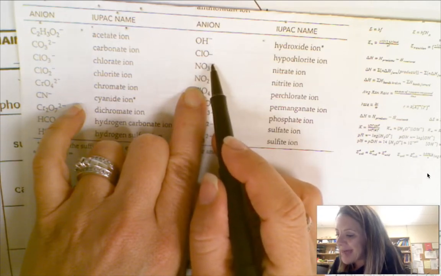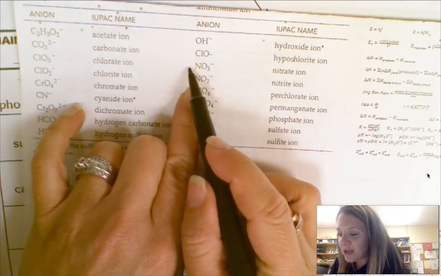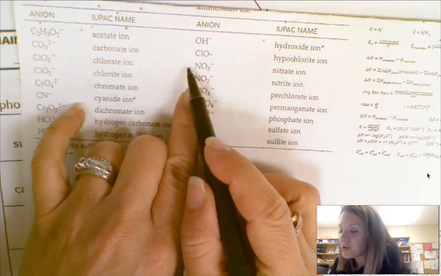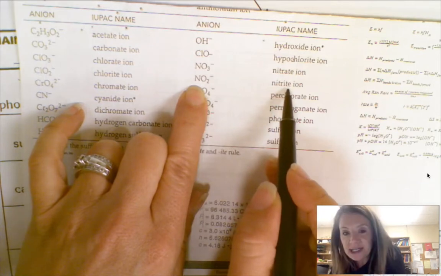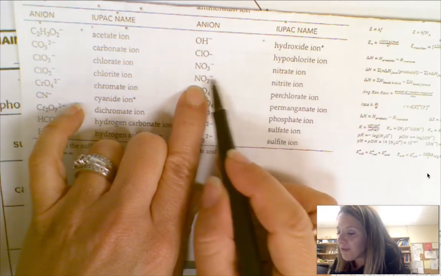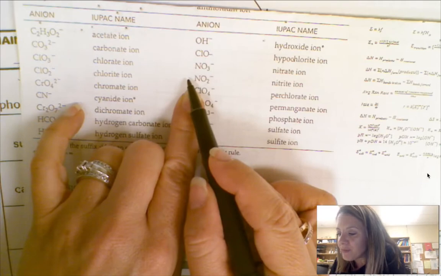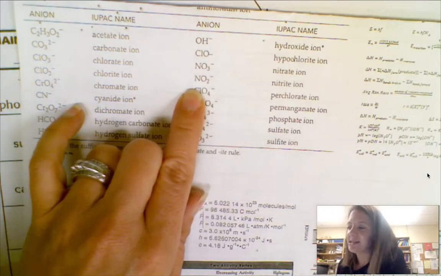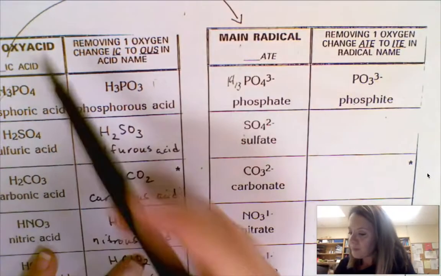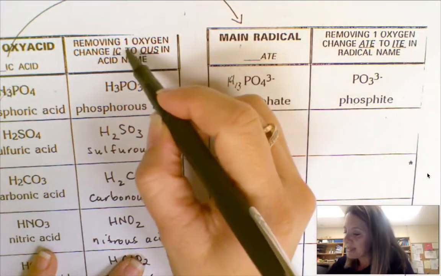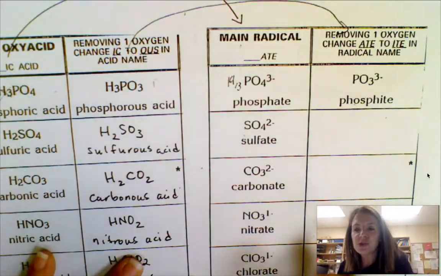If I add that many hydrogens back on, you get your ic acid. So that would be nitric acid. If you take a look at your nitrite ion, whatever that charge is, put a hydrogen back on and you get your us acids. So ite ions make us acids.